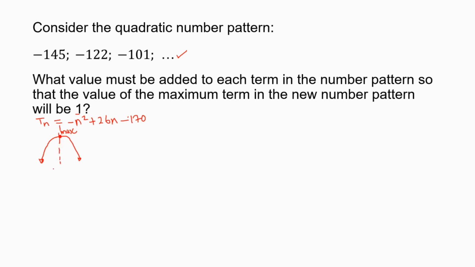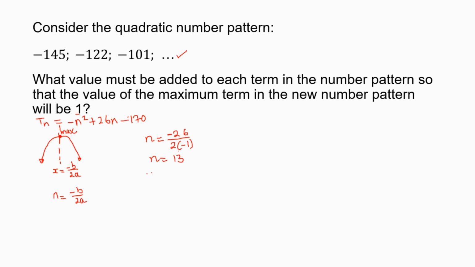Now what we know about the maximum point is that's where we have the axis of symmetry. Axis of symmetry we usually say x is equal to negative b over 2a. But here we're dealing with n, so n is equal to negative b over 2a. Our b is 26, our a is negative 1. So n is equal to negative 26 over 2 times negative 1, which is negative 26 divided by negative 2, so n is equal to 13. So the maximum term here is term number 13.